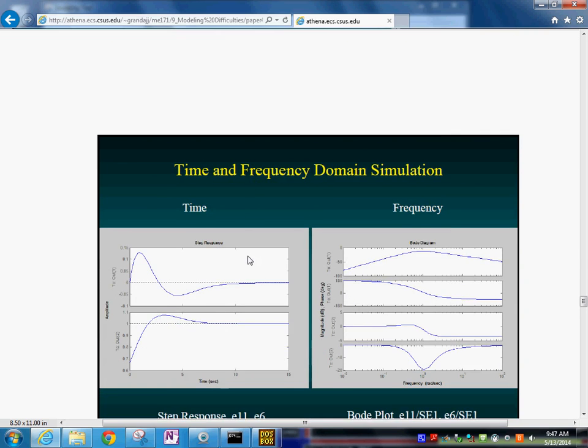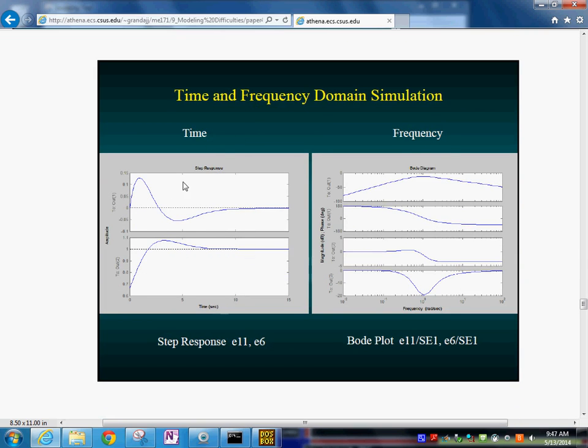And then of course you could do the step and input response, and then the frequency domain, do the Bode plots.